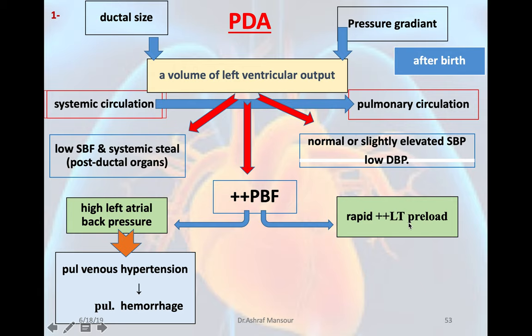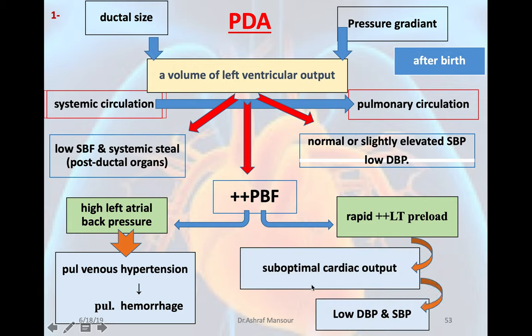So the rapid increase in the left preload will cause suboptimal cardiac output. And this suboptimal cardiac output will cause low diastolic blood pressure and low systolic blood pressure. So starting here with low diastolic blood pressure, this is one stage, which is the early stage. And when the hemodynamic effect affects the left ventricle, cardiac output becomes suboptimal, and you will have low diastolic and low systolic blood pressure. So when you have a baby with low diastolic blood pressure, the difference between the systolic and the diastolic is big, so the pulse pressure is big. When it starts to be less, with low diastole and low systole, you know that the baby is deteriorating more. Maybe you need more support here.